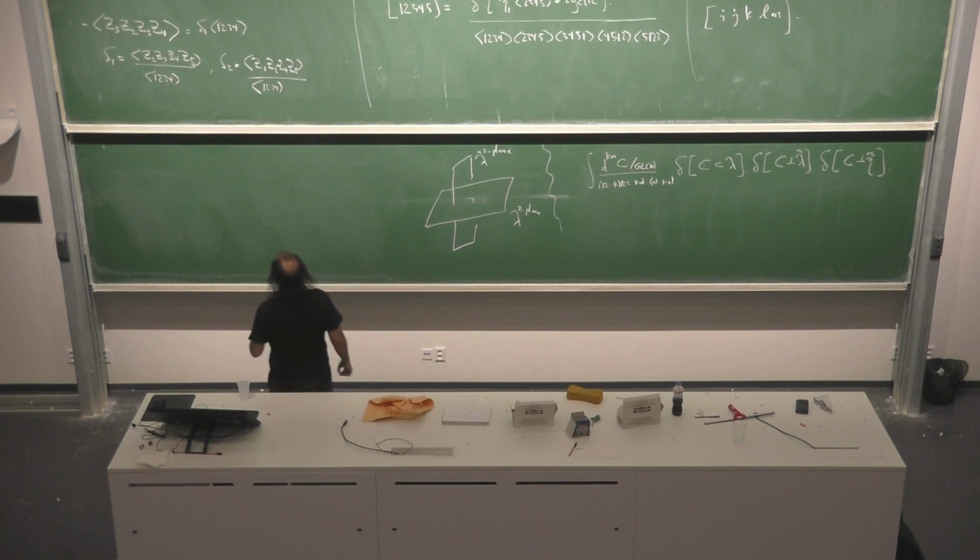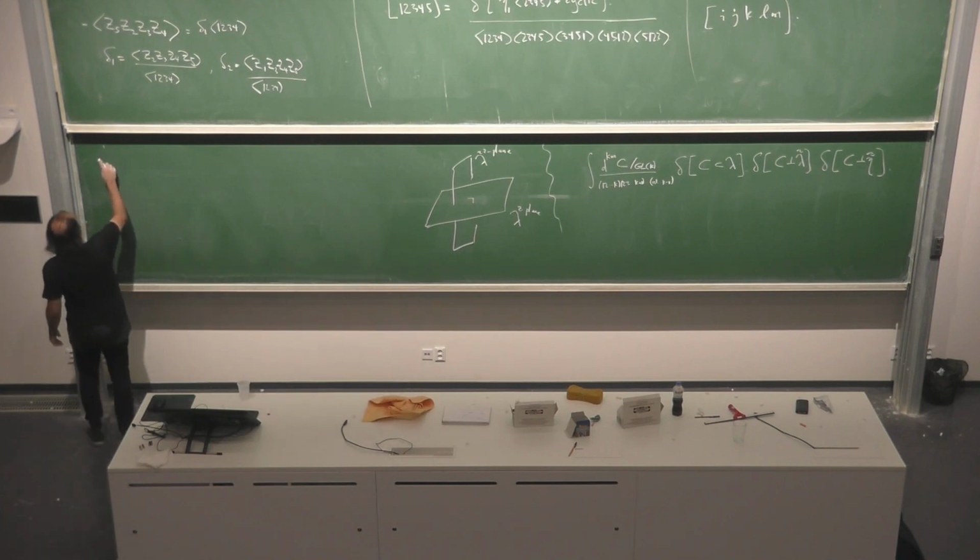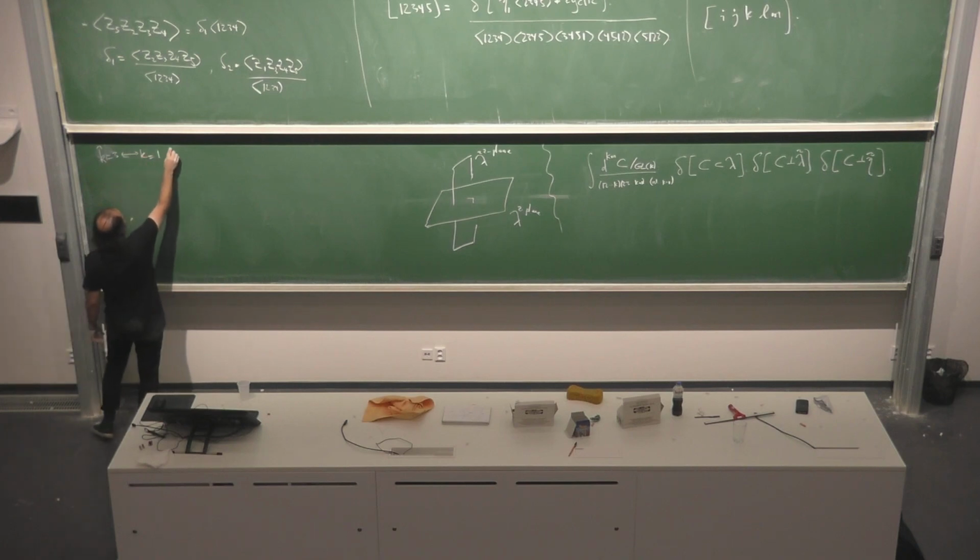Okay. So I'm now just going to tell you what k hat equals 3 means: k equals 1 tree amplitudes.